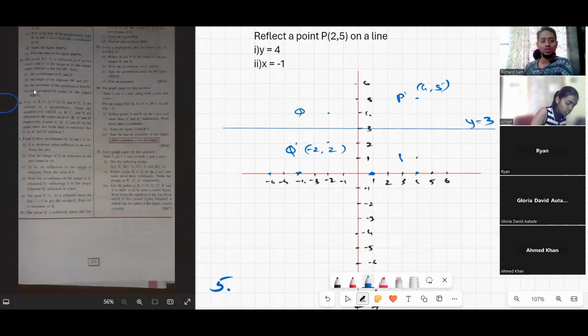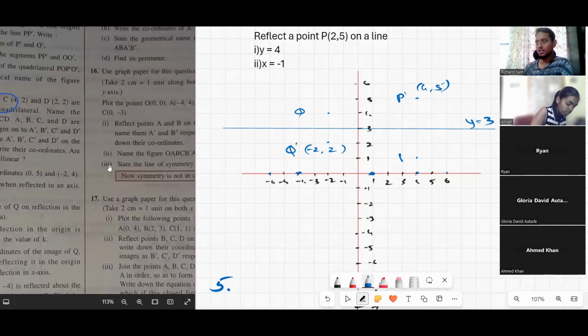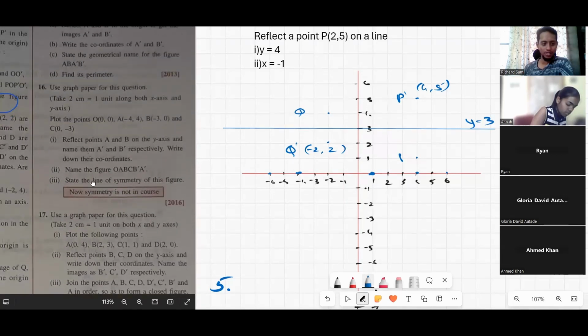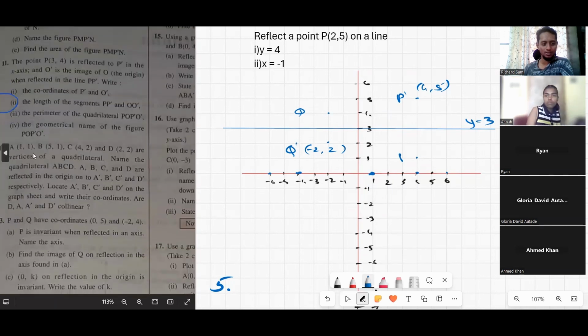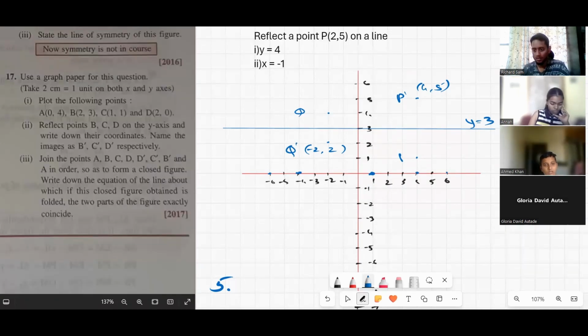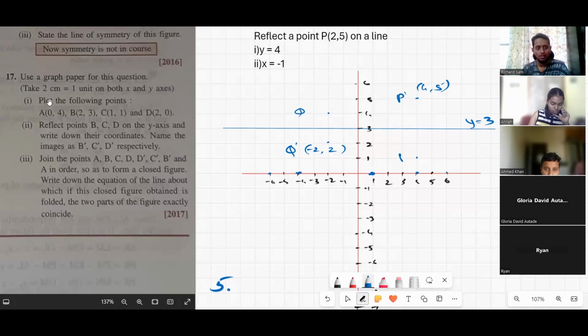Now yes, you also need graphs in this chapter. If you see here, all the questions say use a graph paper. See here, use a graph paper for this question. Take 2 centimeters equal to 1 unit. They've given the scale. So not 1 unit, 1 centimeter. Like 2 centimeters will be 1 unit. You understood how it is?